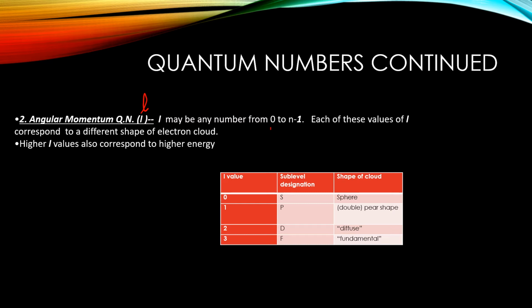For the P sublevel, and again, I'll show you these in just a moment, that will have a pear shape or a dumbbell shape. You have the D sublevel, they call it diffuse. There are like 5 different shapes for that D sublevel, and then finally you have the F as the fundamental shape, and again you have a very exotic type of shapes for these. A couple of them kind of look like flowers, if you want to help kind of think about that with the F.